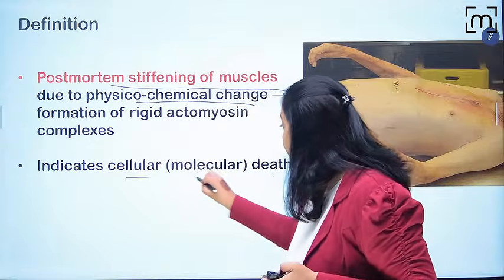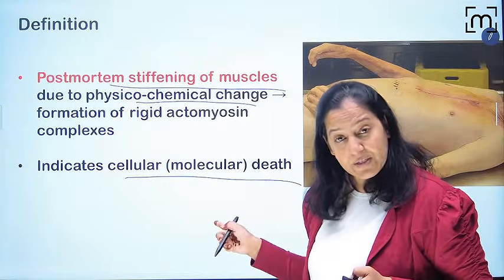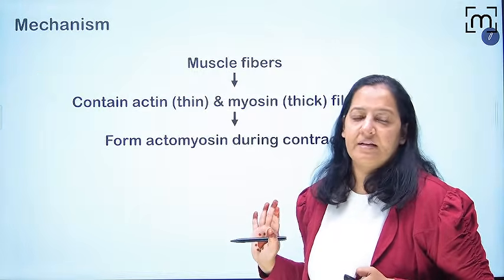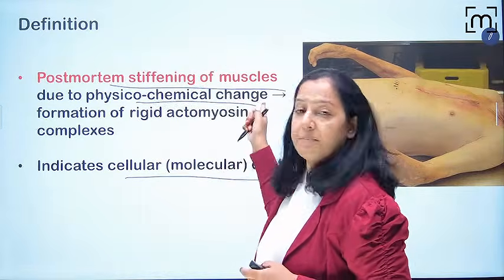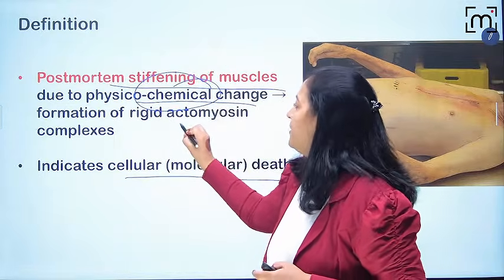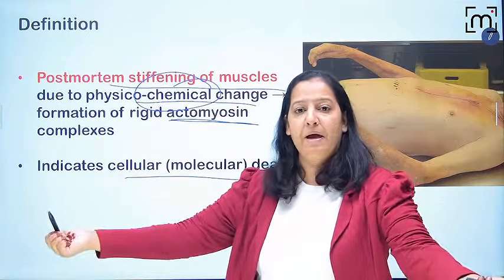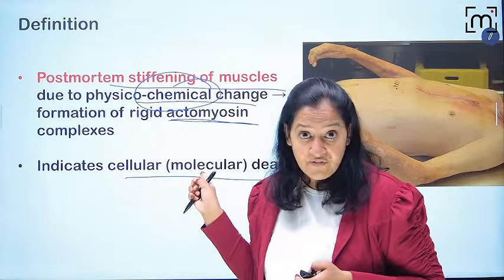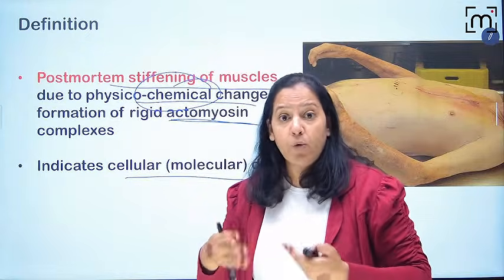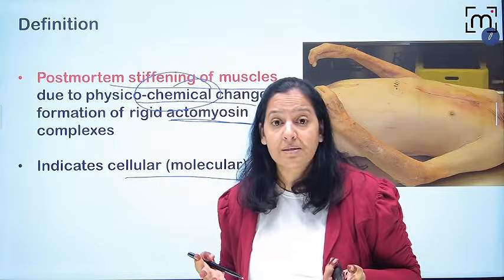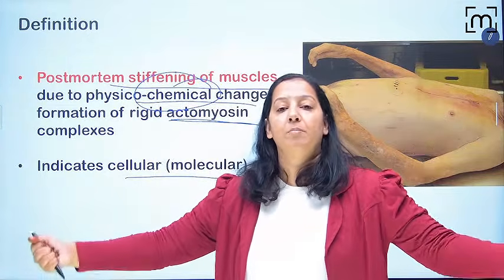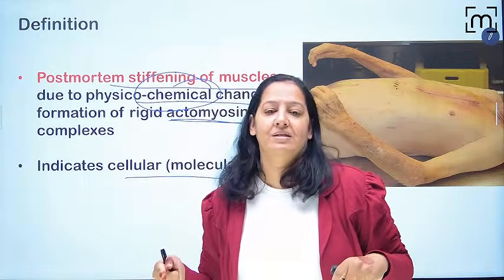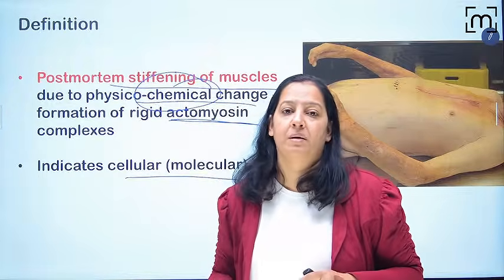It indicates cellular death, molecular death. When rigor mortis is developing, the cellular death starts. So that is the definition. It is stiffness of the muscle due to chemical change, due to formation of the actin-myosin complex. The actin and myosin are contracting because there is no ATP to relax them. This is the definition you have to write. Don't mug it up; try to frame it in your own language. So what is rigor mortis? It is muscular rigidness or stiffness in the dead body, postmortem, because of chemical changes, because of actin-myosin complex formation, because of lack of ATP.